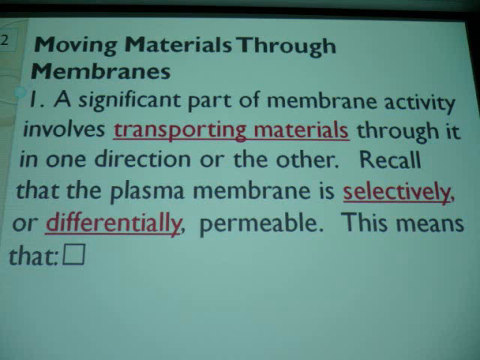Molecules get across the cell membrane to get into a cell or out of a cell. We're going both directions now, into and out. So let's see what that.